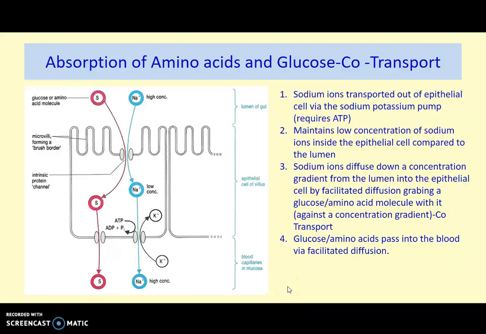Always remember, when you are discussing or answering a question about transport, you need to think about these four things in your answer. What is moving? Is it glucose? Is it amino acids? Where is it going from or to? Be specific. From the lumen into the epithelial cell. What's the concentration gradient? It's going from high to low. And how is it moving? Is it going by facilitated diffusion, active transport, or co-transport?